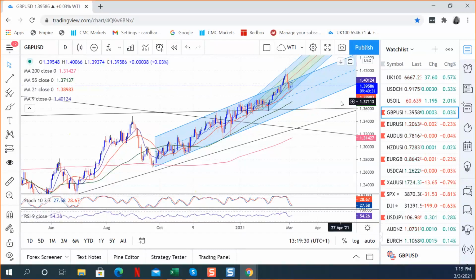So we're looking at that. There's three reasons we're looking at. One, we're back within the channel. Two, we've hit the 9-day moving average. Three, we've hit the first line of resistance on that pivot, on that pitchfork. Now, there will be other reasons.